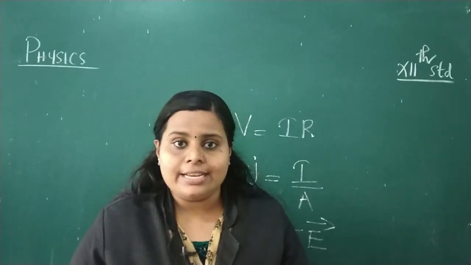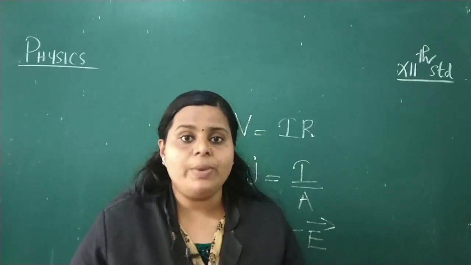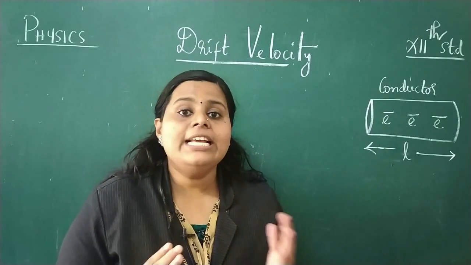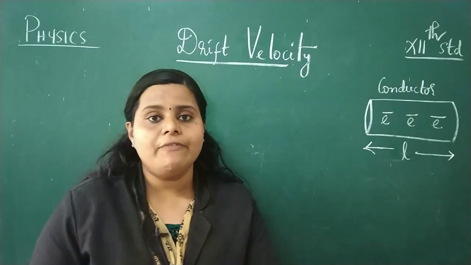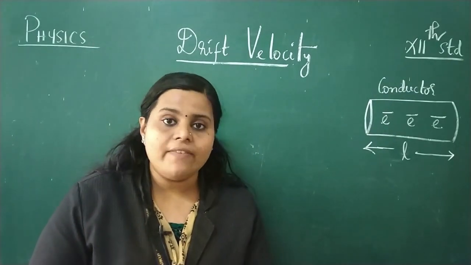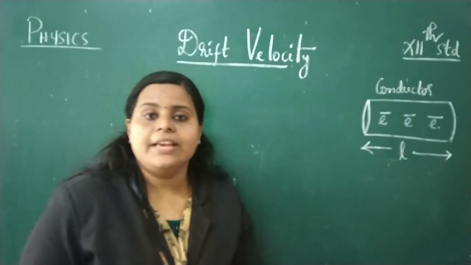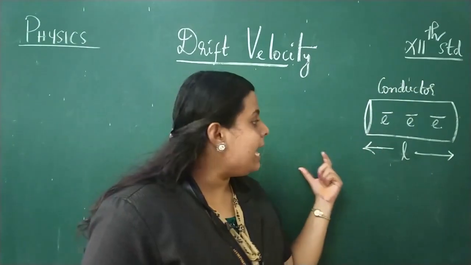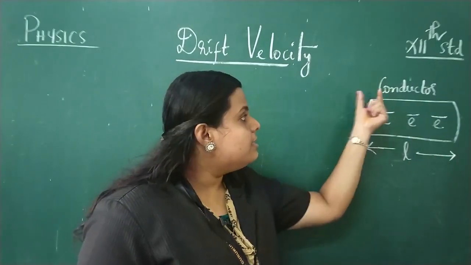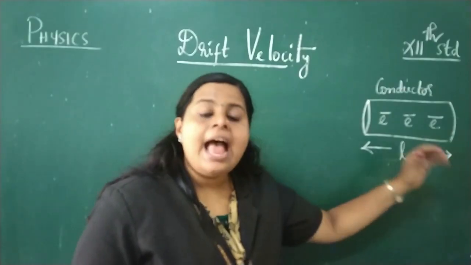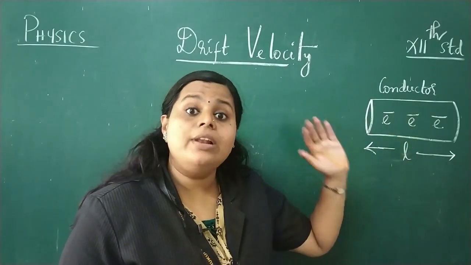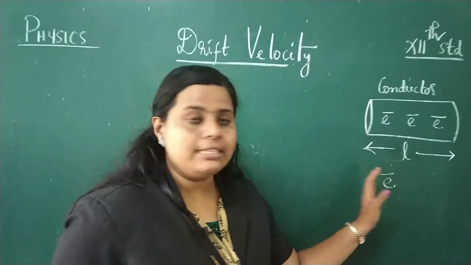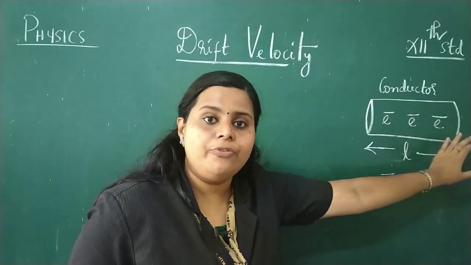To know this, let's discuss the topic drift velocity, which is very, very important. So listen carefully. Let's learn the concept of drift velocity. Also, we can derive an expression for this drift velocity. For this, consider a conductor of length L, and this conductor consists of a large number of free charges. That is, here electrons are the free charges.